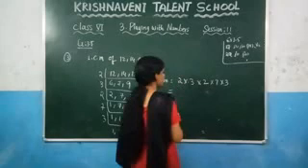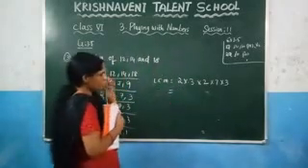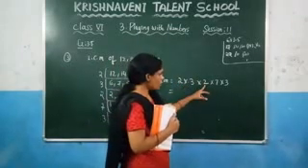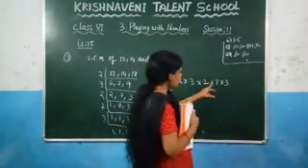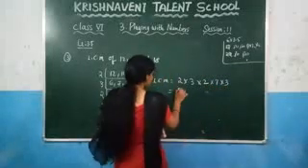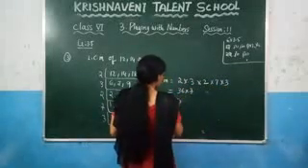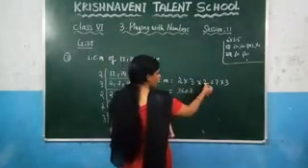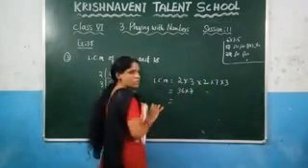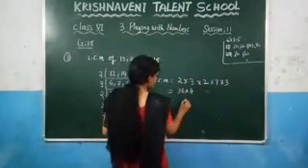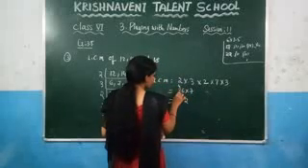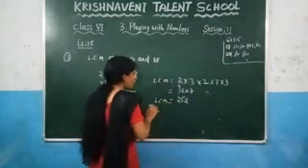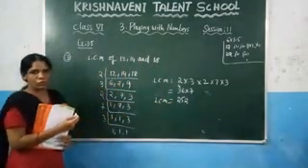Multiply it, what will you get here? 3 2s are 6, 6 2s are 12, and 12 3s are 36. So multiply 36 into 7. 7 6s are 42, write 2 carry 4, 7 3s are 21 plus 4 which is 25. So you got the LCM of these three numbers as 252.